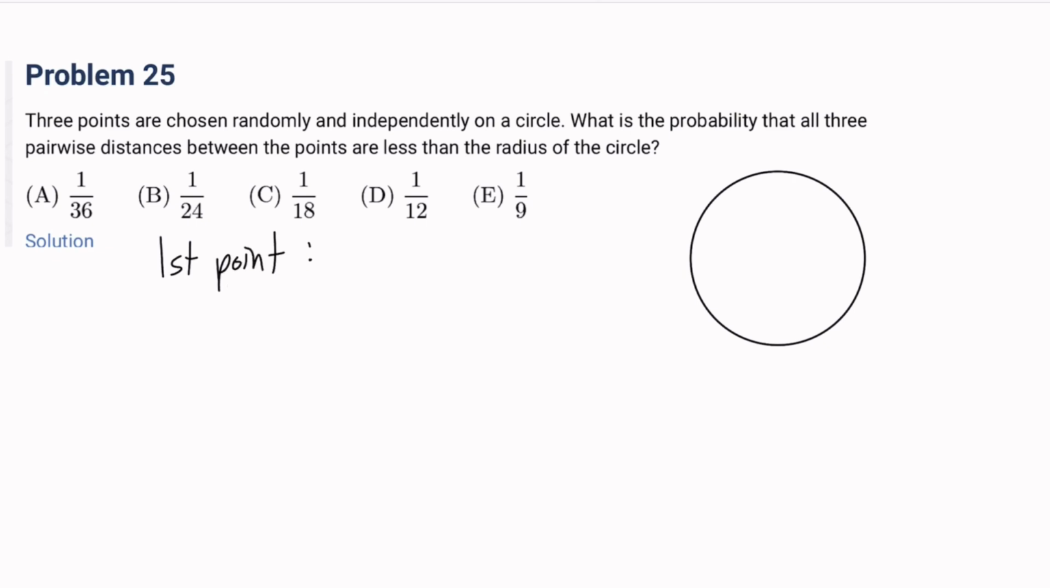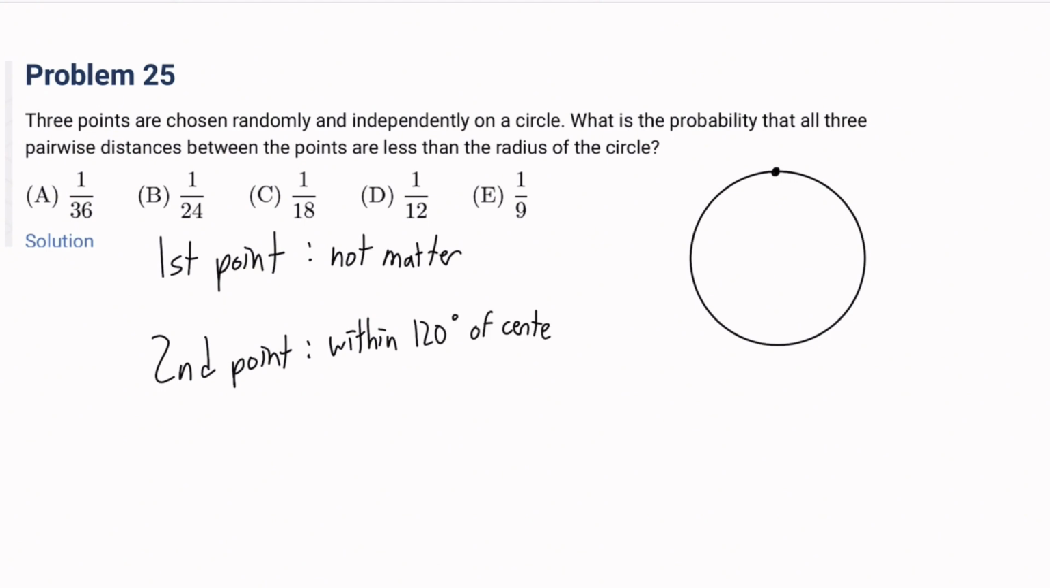This is not going to matter where we put it. So let's just say that we put it over here, and then we have the second point, right? The second point will be within 120 degrees of the center, right? So if the center is here, then the point is going to be between this point and this point, where this angle is 120 degrees, right?